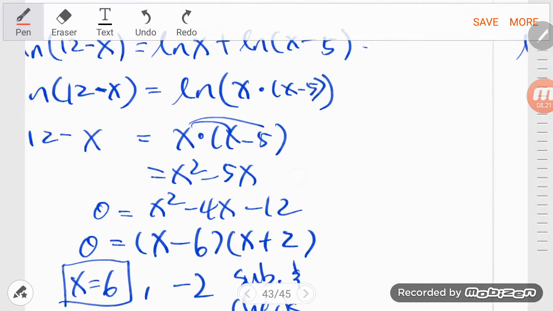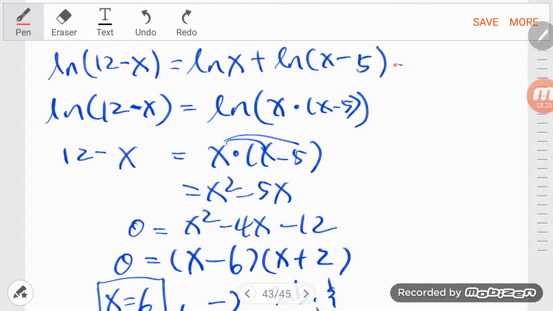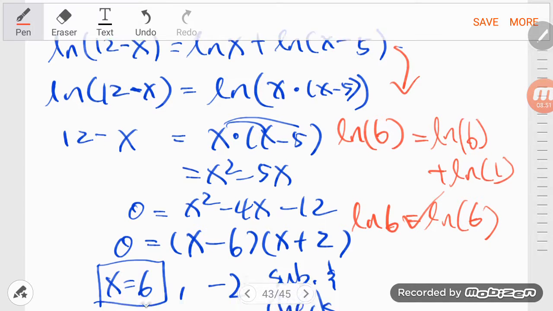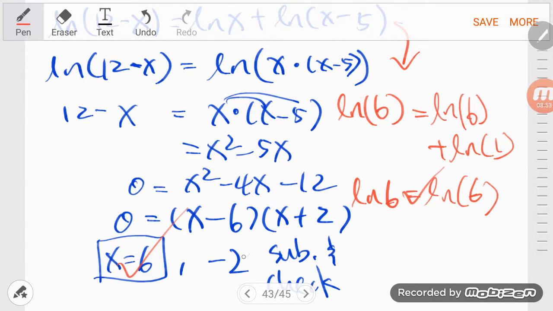If my x is equal to 6, that line becomes ln of 12 minus 6, I'll have 6, equal to ln of 6 plus ln of 1. So I would have ln 6 is equal to, if you add them, you can multiply, 6 times 1 gives us 6. But this is good. So x equals 6, no problem. Now let's try x equals negative 2. I'm going to use green.